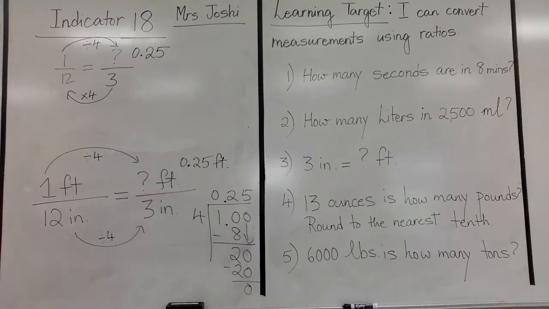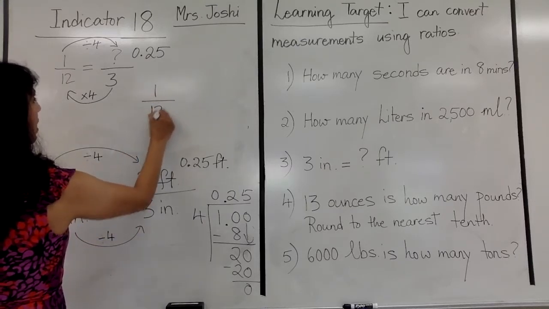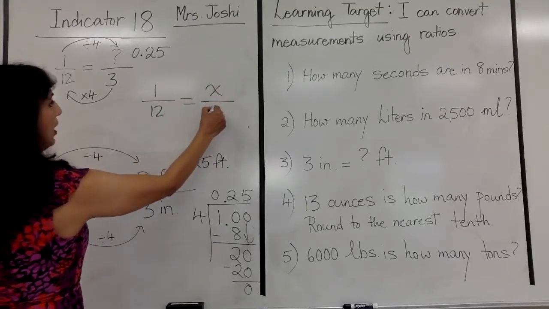All right? And then the fourth way is the cross products way that I was talking to you about. When you write a proportion, so you write 1 over 12 is equal to x over 3.